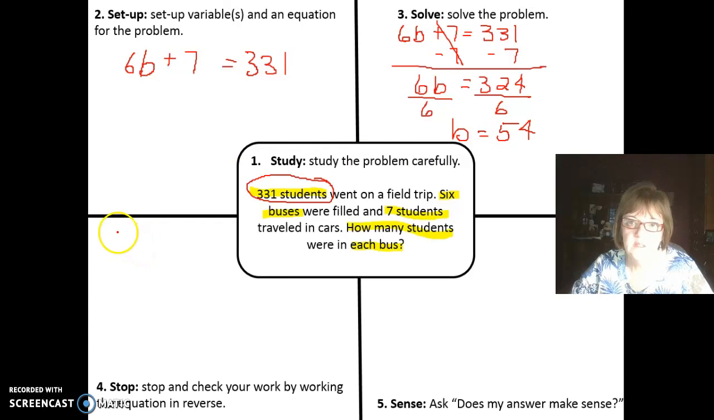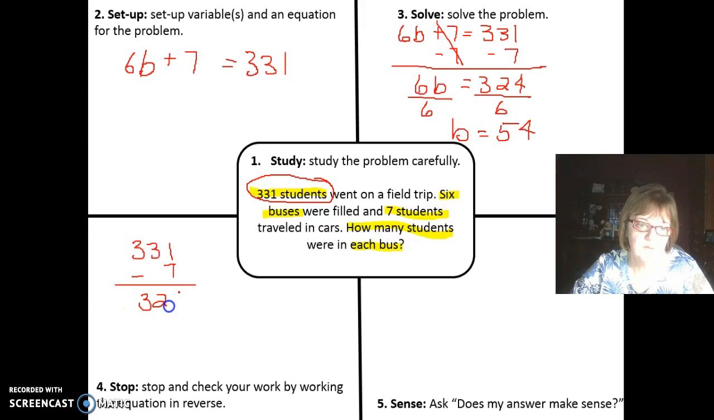So let's think about this. It says here you can check your work by working the equation in reverse. So let's try it in reverse. So if we have 331 students. Let's start at the end here. 331 students. 7 of them were in cars, and we subtract that. 331. Subtract out those 7, and that gives us 324.